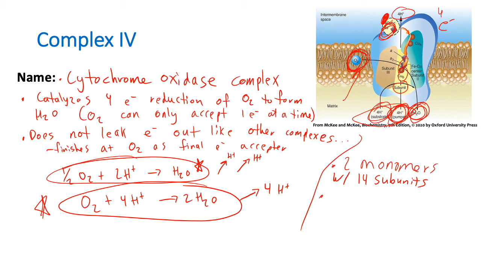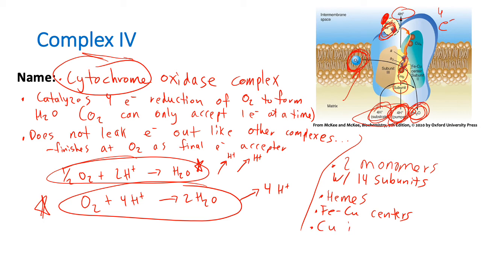And what it has is hemes. You knew that because it's called cytochrome oxidase complex. Oxidase meaning it's an oxidoreductase kind of enzyme. Cytochrome meaning that it has hemes. It has iron copper centers, and it also has copper ions. So there's a lot going on, but just know that in a full net reaction, it dishes out 4 protons to the intermembrane space, thus increasing that proton gradient.